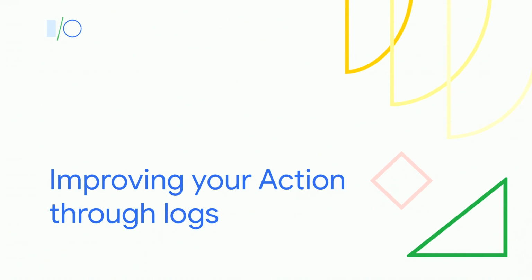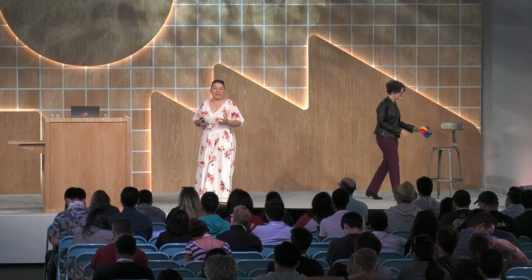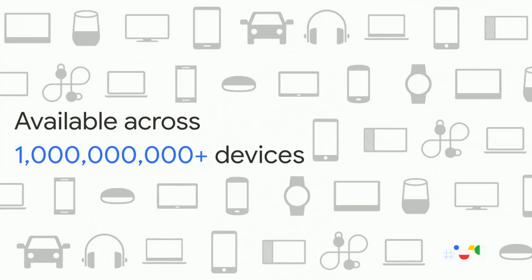And to finish this off, Jessica's going to talk about how to improve your action by looking at the logs. Thanks, Cathy. So we spent a lot of time talking about conversation, and I hope you do that and build your conversation design really well. And then after you do that, you're going to build your action, and then you're going to put it in production. And once you put it in production, your action is available on over 1 billion devices.